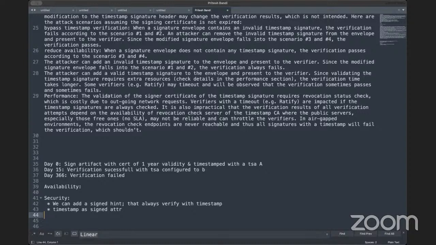So again, the discussion comes to availability versus brittleness. Whether you want to do the additional work of verifying the timestamp signature from the start, or you want to do that additional work only after your signing certificate has expired. So it ultimately comes down to that.